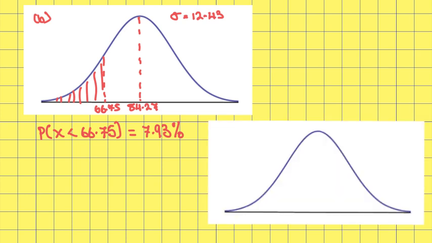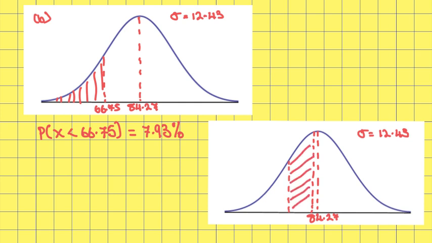Part C. The probability a randomly selected male weighs between 64.7 and 83.2 kilograms. So if I draw my diagram, if I put in my mean again, always do that. So that's 84.27, and my standard deviation is 12.43, and I want between 64.7, so that's somewhere down here, and 83.2, so 83.2 is just below the mean, so I want this area here.